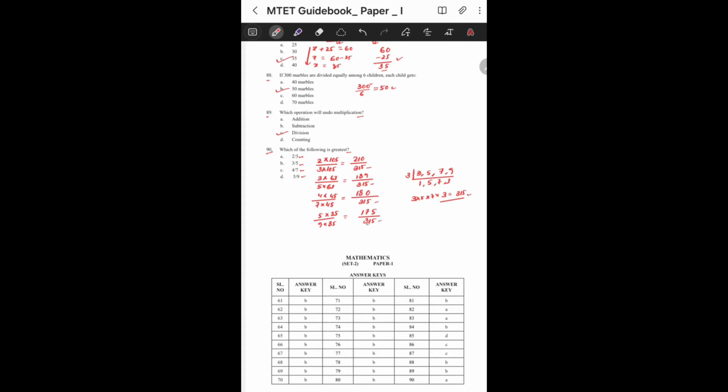Now if you see here, which one is the greatest one? That is 210. So 210 is the highest one here. So our option, which one? Option A is your correct option.